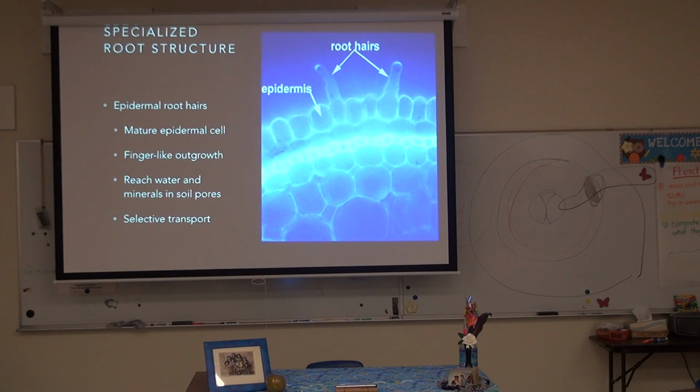They're finger-like outgrowths. They reach water and minerals in soil pores, like on the surface of clay, and all these tiny little niches that roots can't reach into, only root hairs can get in. These are one cell wide, so they can get in anywhere. And they do selective transport, in that they will come across all different kinds of nutrients, and it will only absorb the ones it is programmed to absorb at that time, because that's what the plant wants it to do.